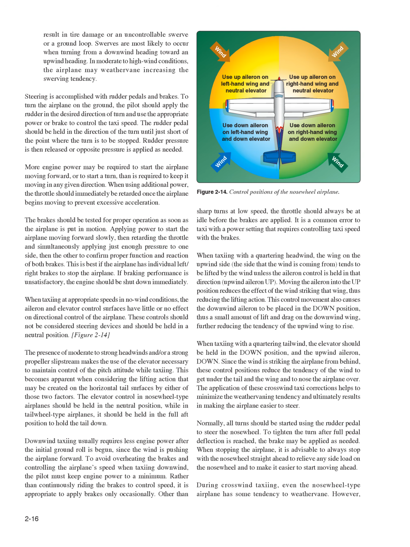Steering is accomplished with rudder pedals and brakes. To turn the airplane on the ground, the pilot should apply the rudder in the desired direction of turn and use the appropriate power or brake to control the taxi speed. The rudder pedal should be held in the direction of the turn until just short of the point where the turn is to be stopped. Rudder pressure is then released or opposite pressure is applied as needed.